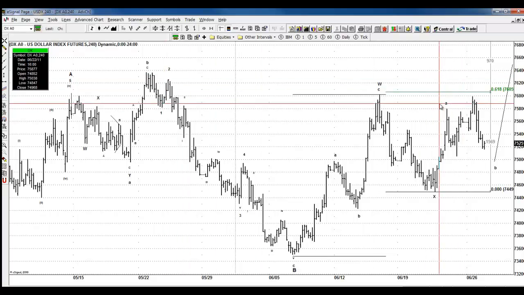So let's keep that in mind, guys. I'm expecting dollar strength tonight, then followed by dollar strength tomorrow or the day after, and eventually at the end of the day the dollar is going to get weak. That's what I'm expecting, guys.